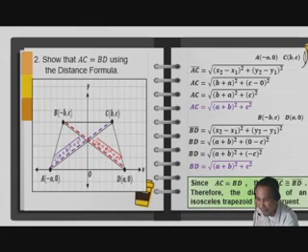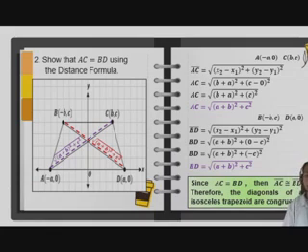Ayan. So equal na po sila. So we can say that AC is equal to BD and the two segments now, segment AC and segment BD are congruent. Ayan. And always remember that the diagonals of an isosceles trapezoid are always congruent. Ayan. So I hope that's clear.